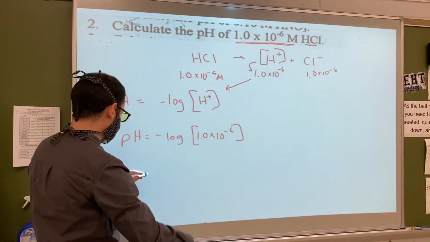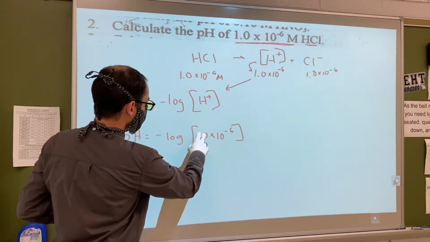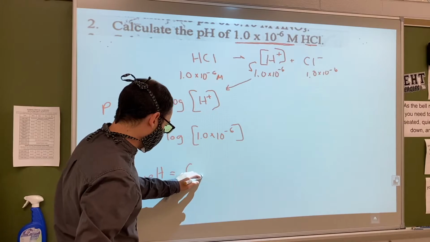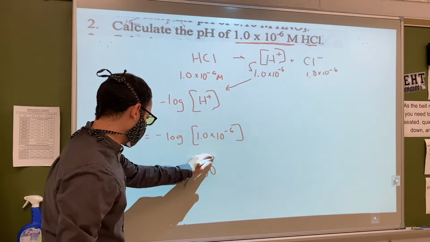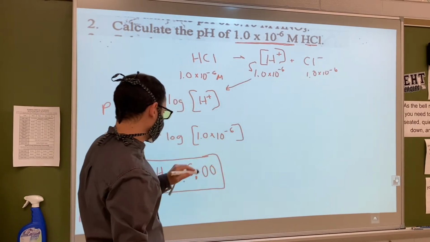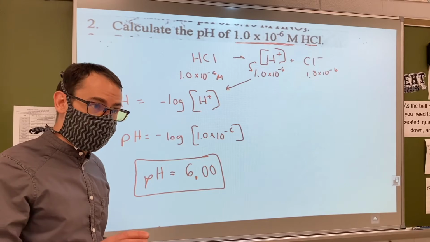Okay, so we plugged it in. We got pH equals 6. There's 2 sig figs here. Remember, the whole number with pH doesn't count for sig figs. So we're going to have 0, 0. 6.00 pH. Okay, any questions with that?